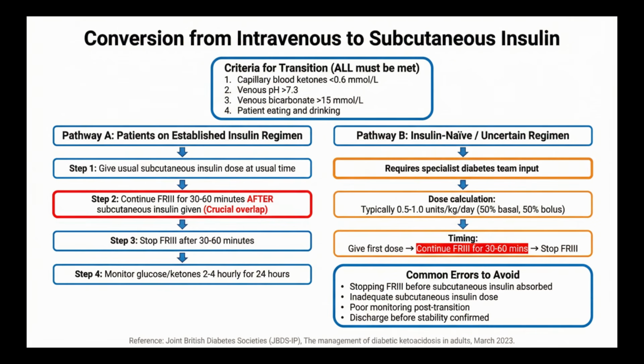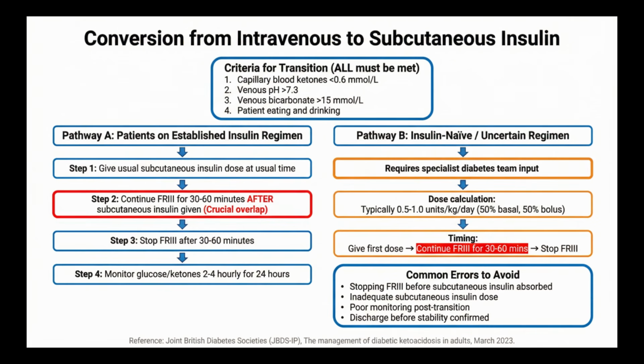Pathway B. Insulin-naive or uncertain regimen. This requires specialist diabetes team input. The total daily dose is usually 0.5 to 1 unit per kilogram per day, given as 50% basal and 50% bolus. Timing is the same safety principle. Give the first subcutaneous dose, then continue intravenous insulin for 30 to 60 minutes, then stop the infusion.